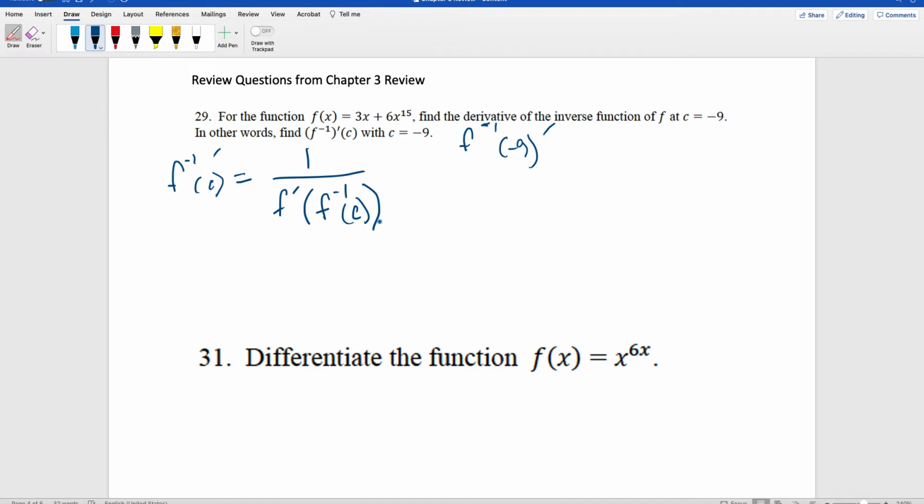I like to do the easier stuff first. I'm more comfortable taking a derivative at this point, so let me just take the derivative of the original function, not the inverse function. The derivative of 3x is 3. The derivative of 6x to the 15 comes down: 15 times 6 is something like 90.